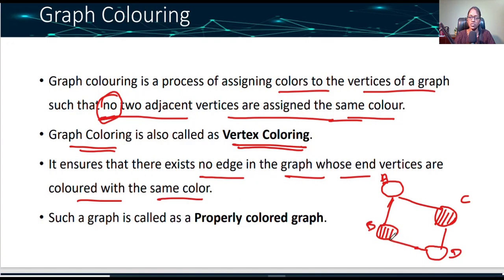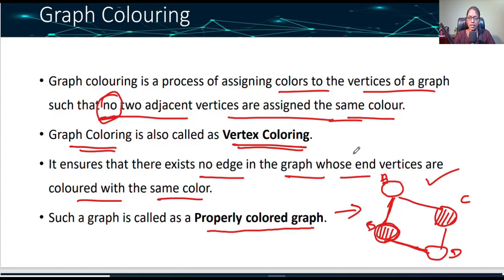That is, this edge ends with D and this edge ends with A. These should not be the same color. This should not be the color of B. Such a graph is called a properly colored graph. If I color like this, then this graph is called a properly colored graph.